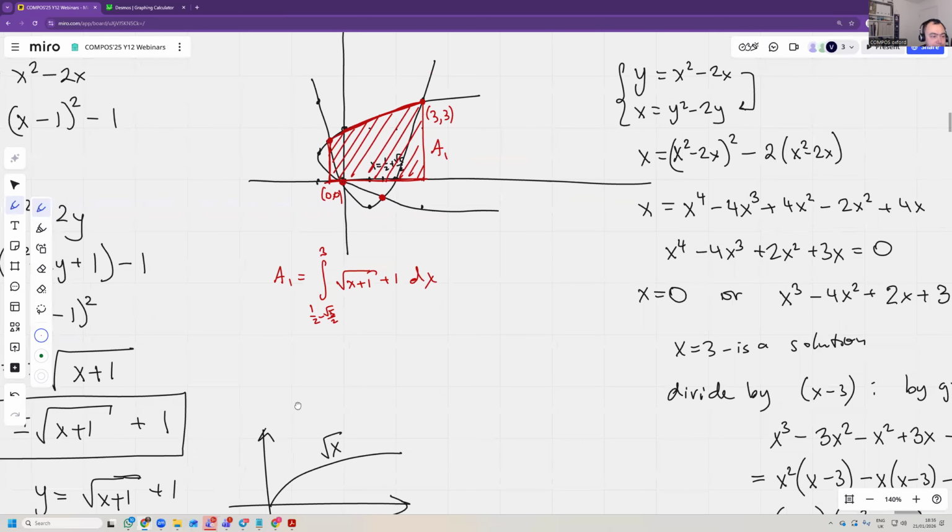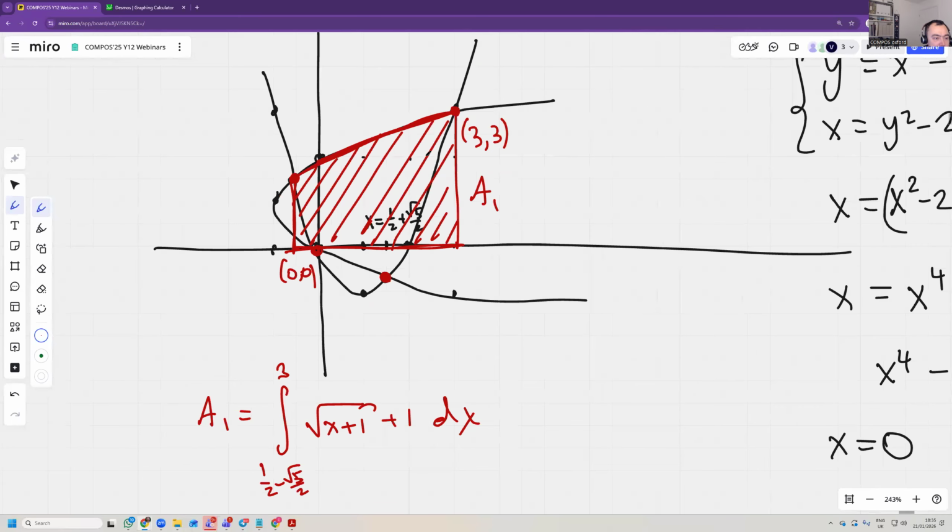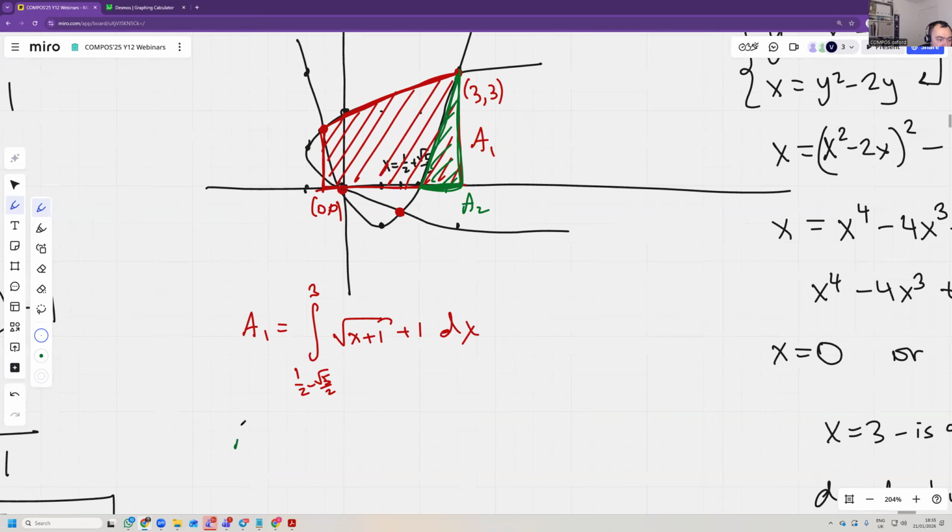Okay. Now I need to take this small area, and let's call it A2. And A2 is the integral from 2 to 3 from the parabola. So it's just x squared minus 2x dx. So that's an easy one. So this is some number.